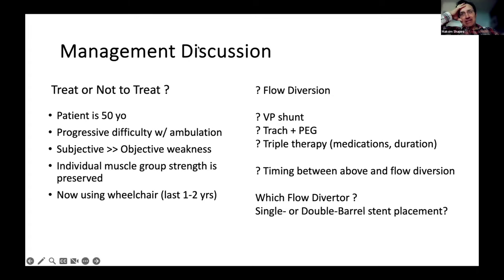Okay, so if you're going to treat, what do we think? Is a surgical option completely off the table? Any open surgeon here? Yes, completely off. I mean, a bypass, not clipping. Close off both vertebrals and bypass one PCA.